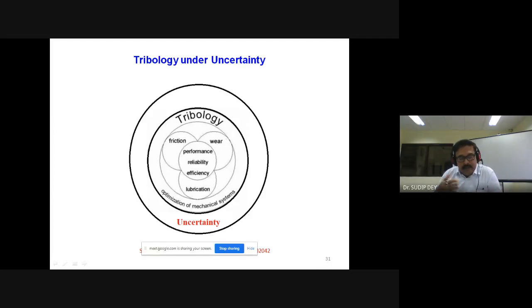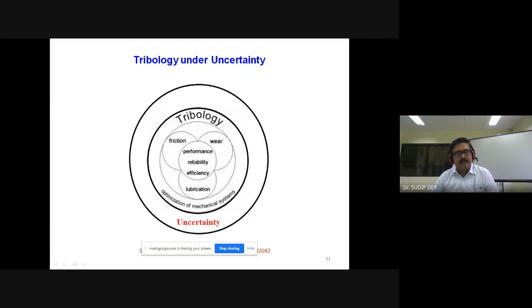If you talk about the elastohydrodynamic bearing, it's a very interesting part. This area is totally untouched under uncertainty. It is not done because the deflection will occur at a time in the rotating surface as well as the recess of the bearing. And if it is subjected to uncertainty, what will happen? That is not addressed by anybody. At least I have not found any single paper on it.